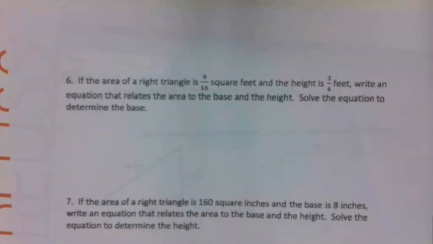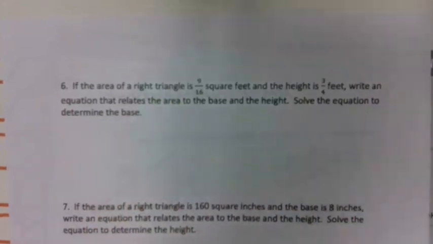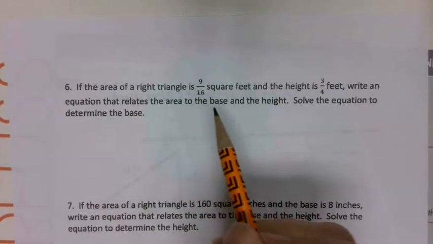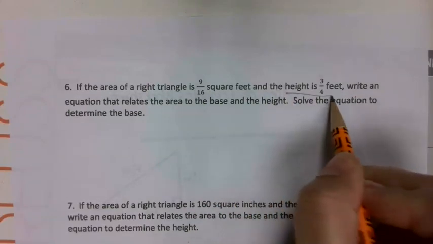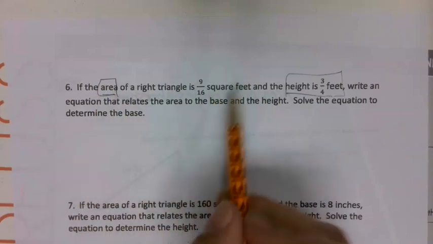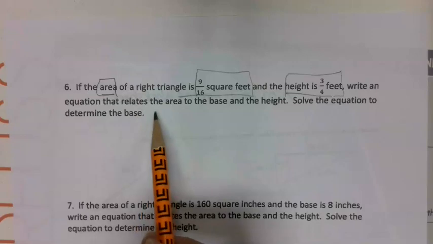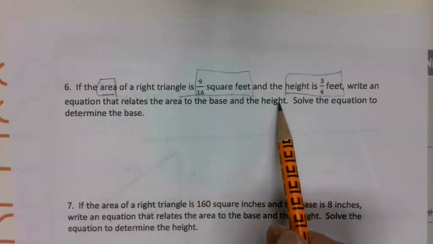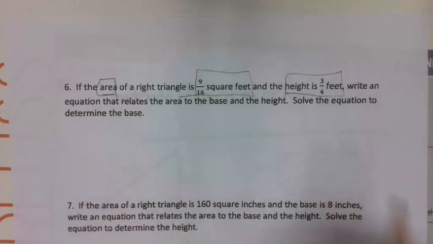So we have been finding the area, but what about when they give us the area? What do we do? So if the area of a right triangle is 9/16 square feet and the height is 3/4 feet, so here's the height and here is the area. Write an equation that relates the area to the base and the height, which would just be a formula. Solve the equation to determine the base.